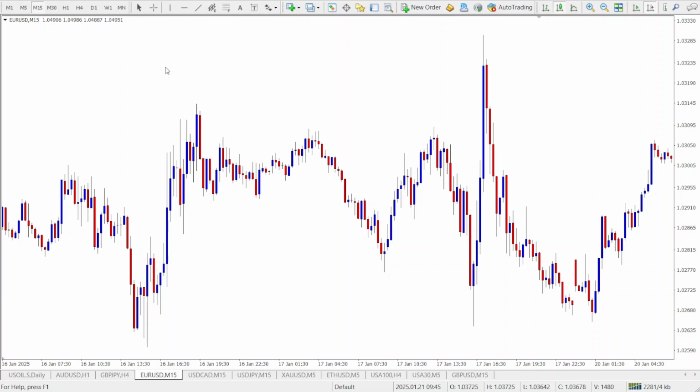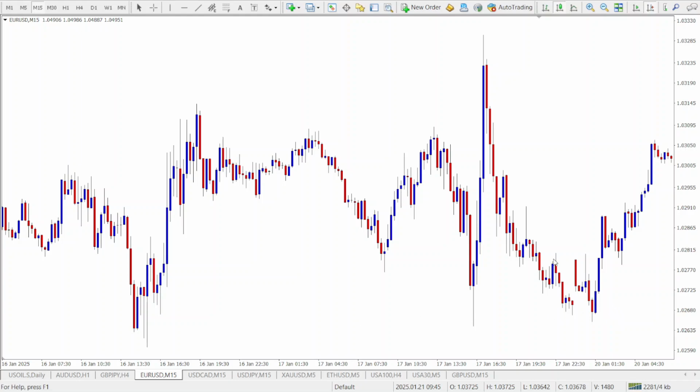Think of it like a floor. Just like in the case of a supply zone it's acting as a ceiling, in the case of a demand zone it's acting like a floor that is preventing price from going further lower. That is the scenario that we had around here.